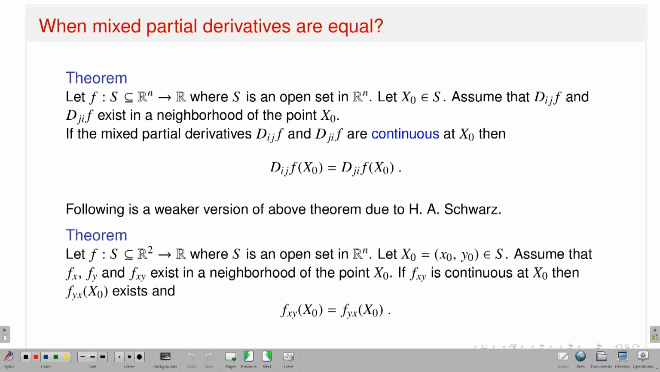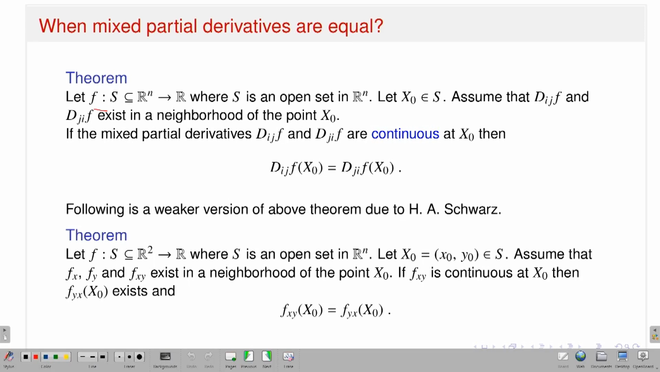First of all, if mixed partial derivatives exist, then there is a question, or we have seen some examples, that in some cases they are equal, in some cases they are not. But then I want to know, is there any condition we can put on the mixed partial derivatives, so that I can say yes, if they exist then they become equal. Then you just recall that these two theorems are there.